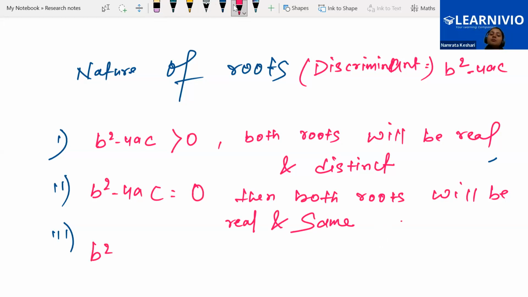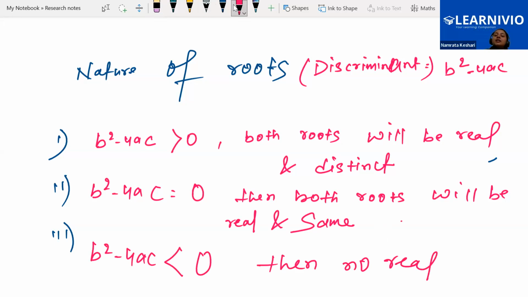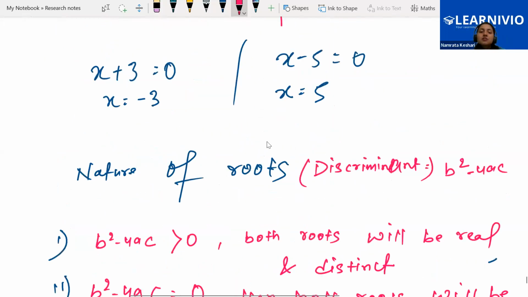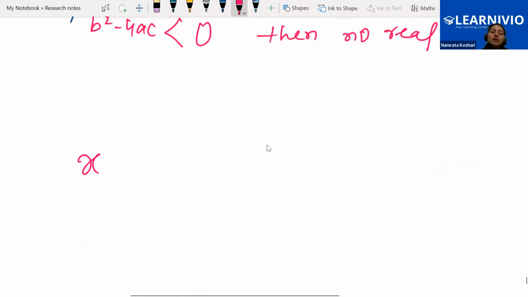When b square minus 4ac is smaller than 0, then no real root. We will not be having any real roots. Root means the value of x, the solution. Just by finding b square minus 4ac, we will be able to say what the x value will be. We don't have to find the x value. Let's say x square minus 2x minus 15 equals 0.